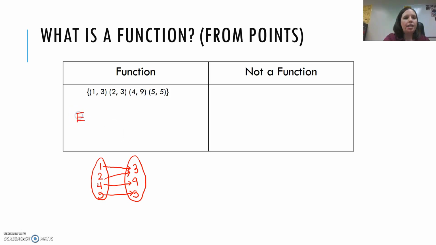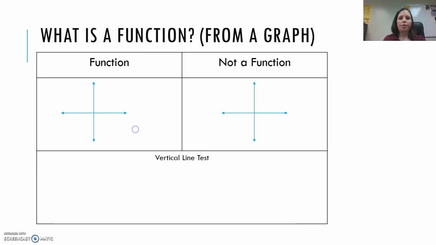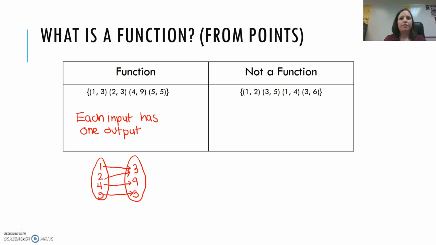Why? Because each input has one output, and you need to write these points. You don't have to do the mapping diagram, but you need the reason here. Now for the second group, that popped up here, this is not a function.